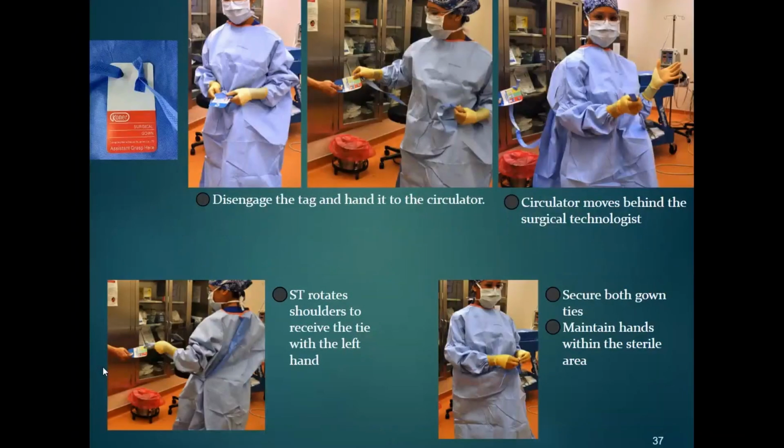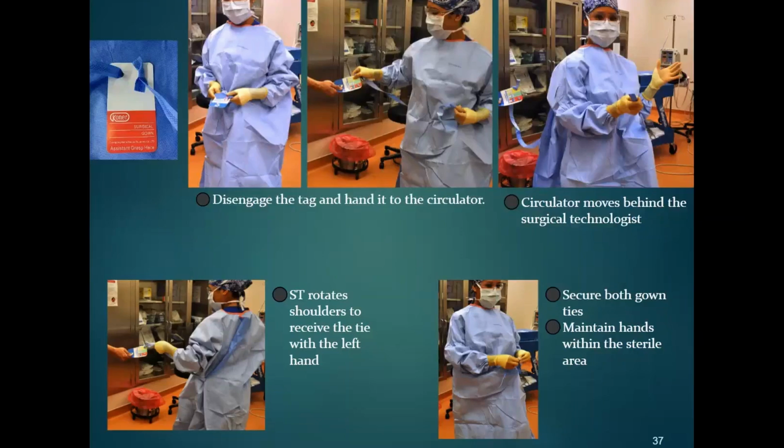So this is the tag. Once the gown is on and your gloves are donned, there is a tag that is right in front of your gown. You will grab the tag and disengage the tag and hand it to the circulator. So you will have one string. You will hold on to one string, hand the tag off to the circulator or a sterile technician.